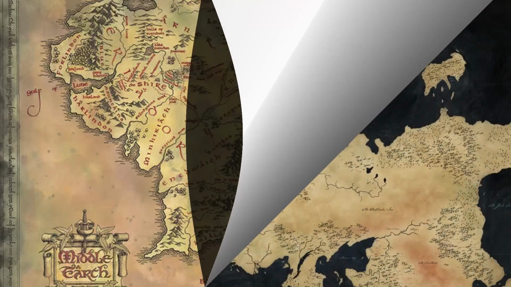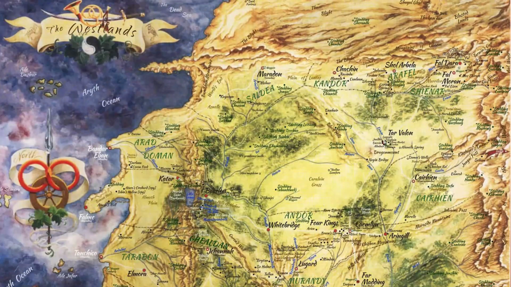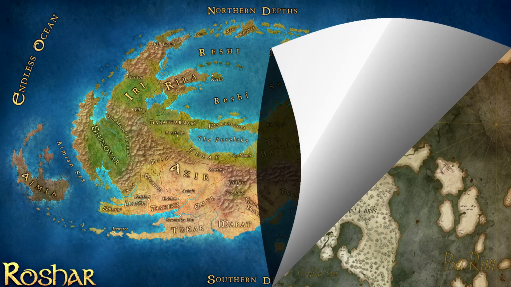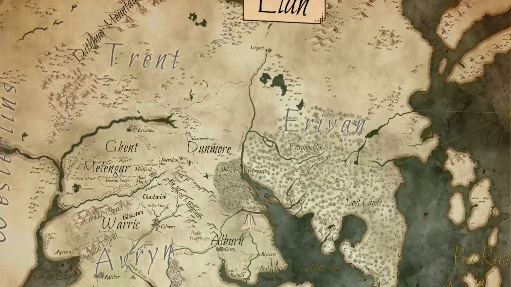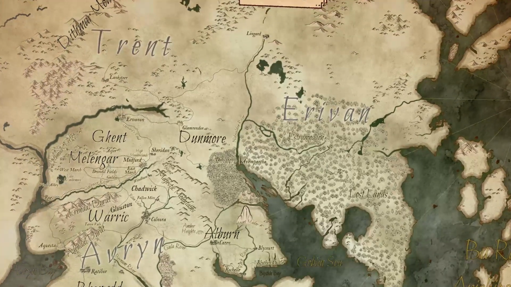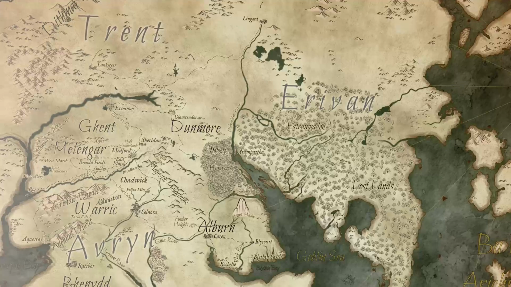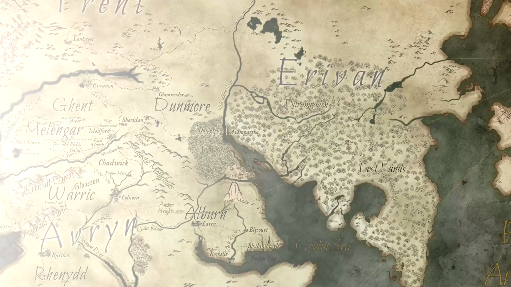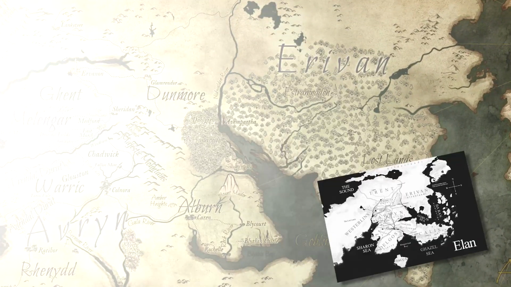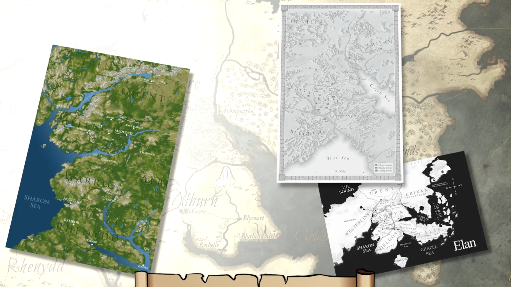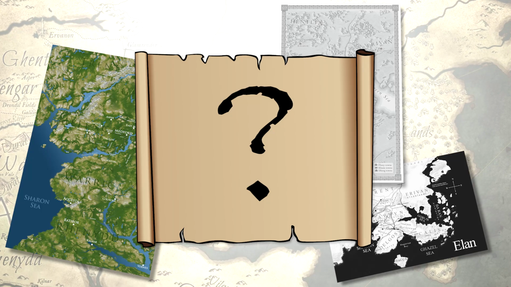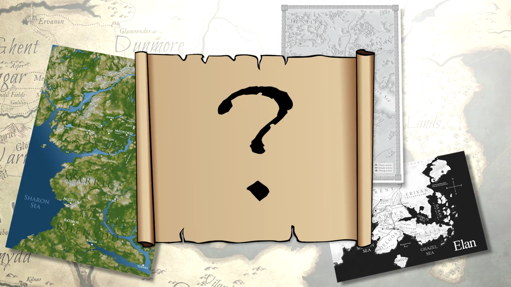Middle-earth, Westeros, Randland, Roshar. There are few things that go hand in hand as well as fantasy and maps, and the world of Elan is no different. Throughout the different series, we have gotten many different maps. So today, we're going to look at one fact that makes the Elan maps very different from other fantasy maps, examine some of the lesser known maps, and introduce a brand new, never before seen map that will be incredibly important for the upcoming book, Esarhaddon.